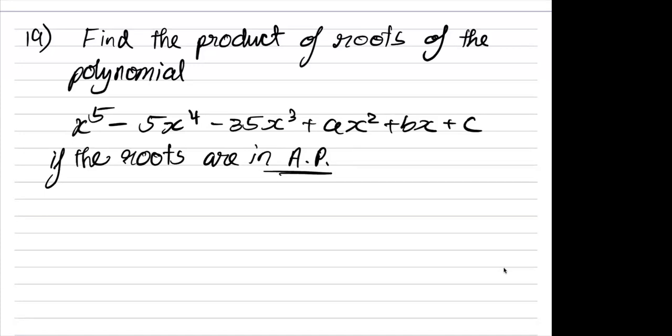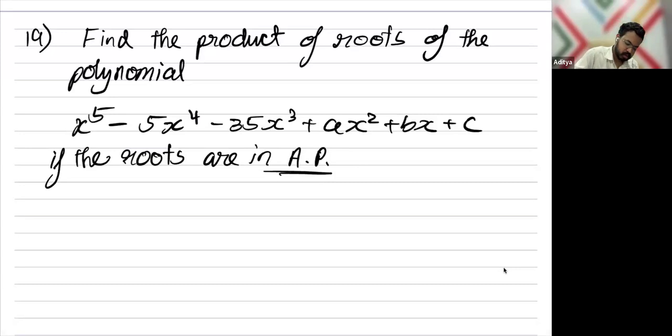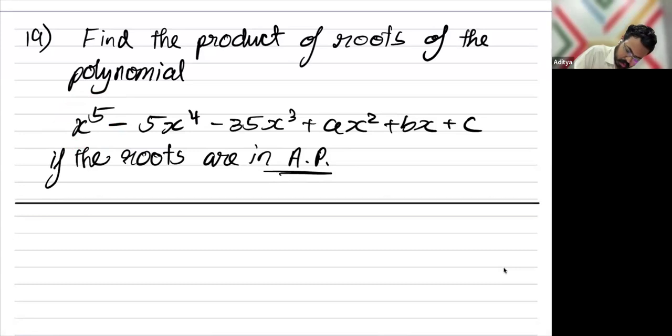Sir, can I assume that there are 5 roots? Yeah, there are 5 roots. All the roots are in arithmetic progression. So this is a fifth degree equation, so there are 5 roots. Since time is less remaining, I'll just give you a hint. You can assume the roots as a plus d, a plus 2d.